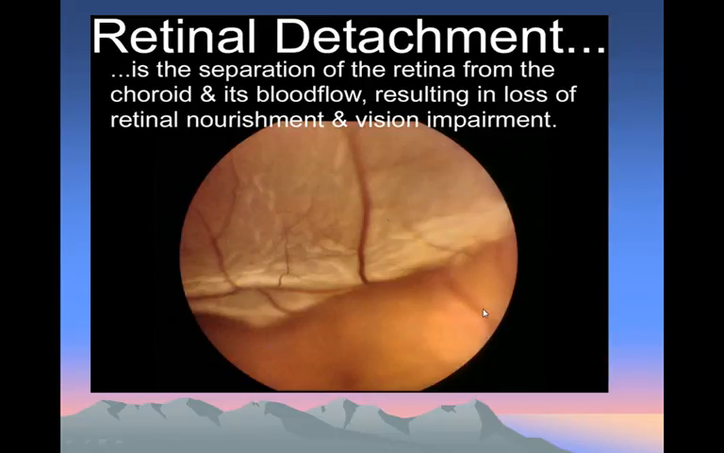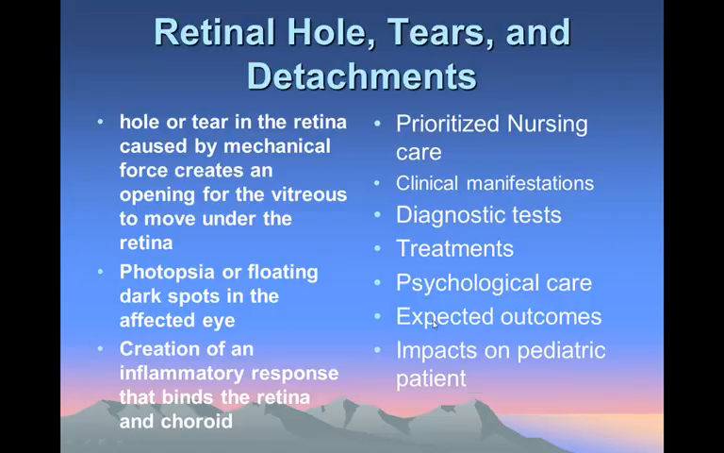Retinal detachment. The separation of the retina from the choroid and its blood flow, resulting in a loss of retinal nourishment and vision impairment. You can see where the tear is right there. A common cause of retinal hole, tear, or detachment can be a sneeze. Sometimes people sneeze. Other causes can be car accidents or other types of trauma.